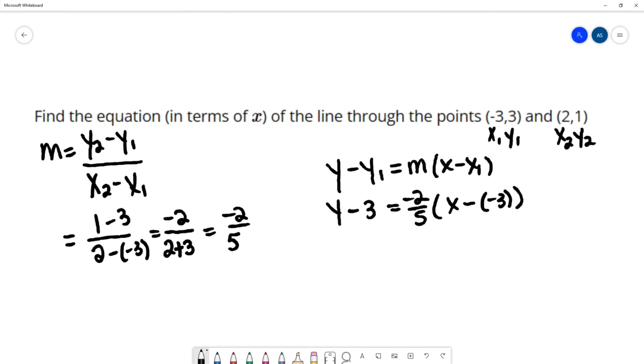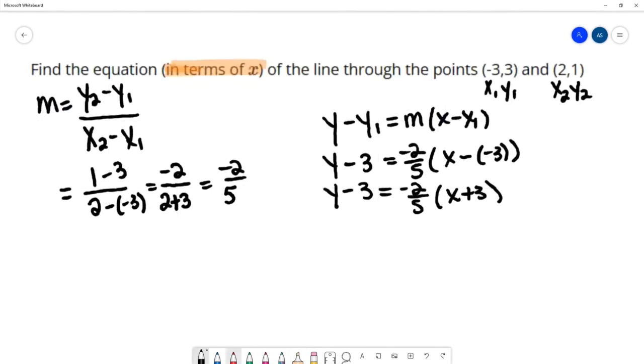We're going to simplify this equation. We have y minus 3 equals -2/5 times x plus 3. And we want to write the equation in terms of x, so we're going to have y equals. Let's distribute that -2/5 to both of these terms. We have y minus 3 equals negative 2/5 x minus 6/5.